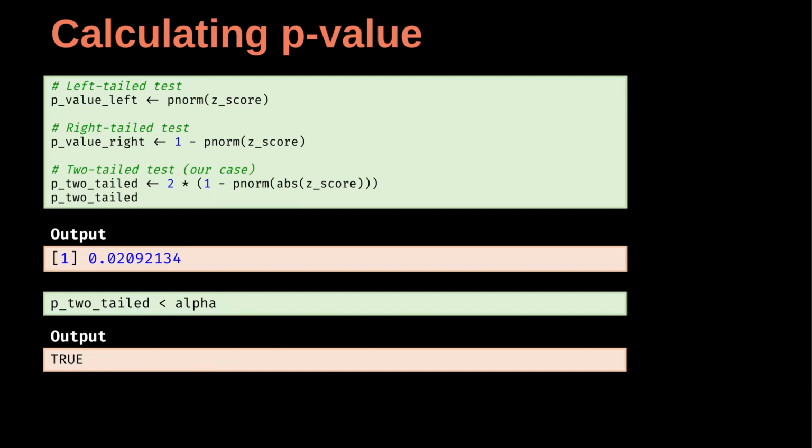Computing the p-value, we can see that it is less than 0.05, which is our significance level. That means that the result is statistically significant, and we have enough evidence to reject the null hypothesis. We conclude that the proportion of coffee drinkers is not equal to 60%.